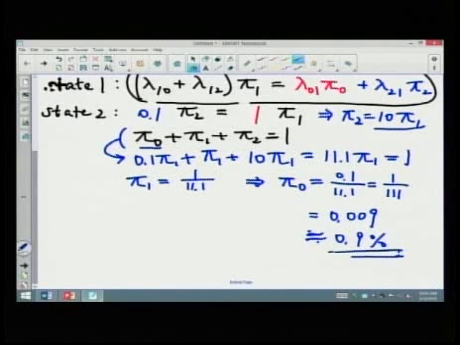We will say both computers will be simultaneously out of service 0.9% of the time. Is that right? Because pi 0, state number 0, indicates the number of computers in good condition is 0. That means both computers are out of service simultaneously. Is that right? Okay.